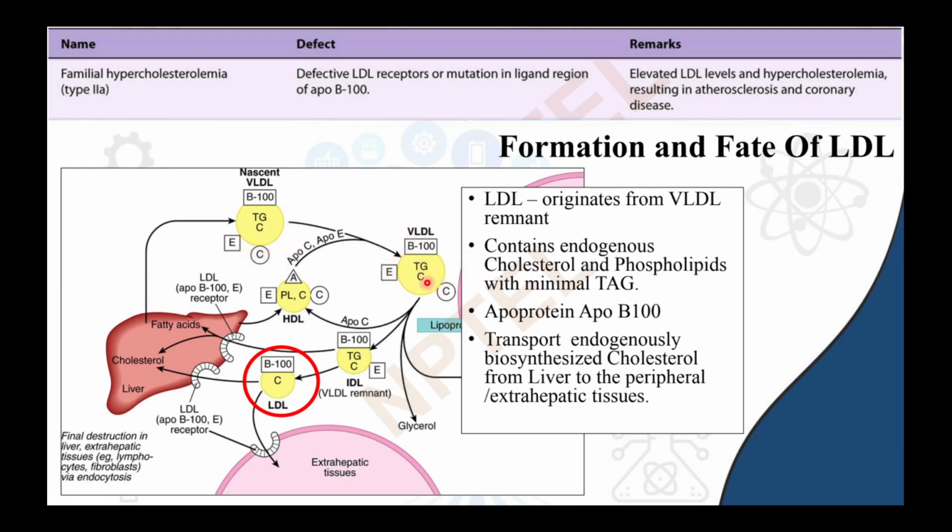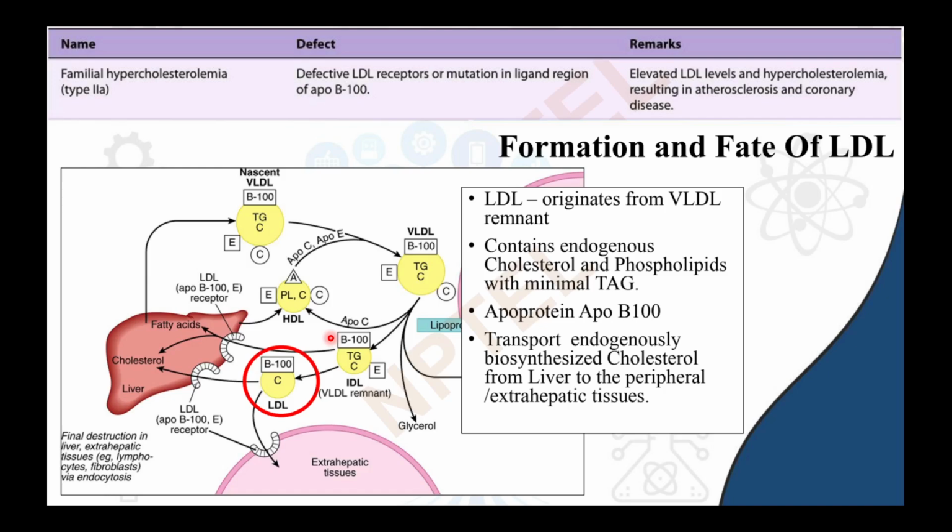Then this VLDL, once matured, by the lipoprotein lipase, the triacylglycerol will keep converting into fatty acids and glycerols, and when it becomes smaller and smaller, it's called the VLDL remnant or the IDL. After some point, all the triacylglycerol will be metabolized, and the only thing that is remaining is cholesterol. In that case, that is called the LDL, or low density lipoprotein.